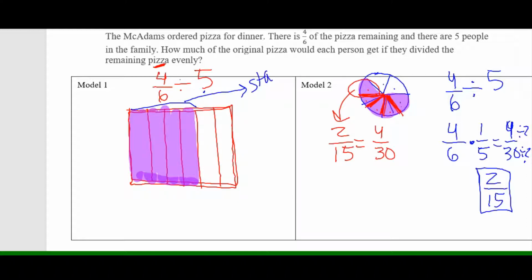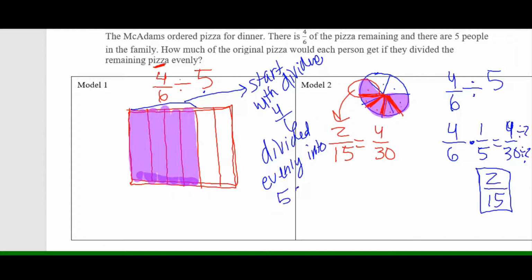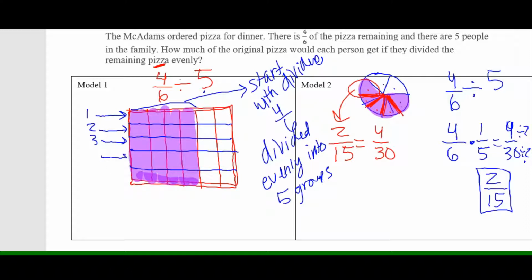You start with the dividend, which is 4/6. And then we divide it evenly into 5 groups, because we're dividing it evenly between the 5 family members. So we're going to put 4 lines. So this is 1, 2, 3, 4. So this is one person's share of the pizza going across. This is the second person's share of pizza. This is the third person's share. This is the fourth person's share. And this is the last family member's share of pizza.